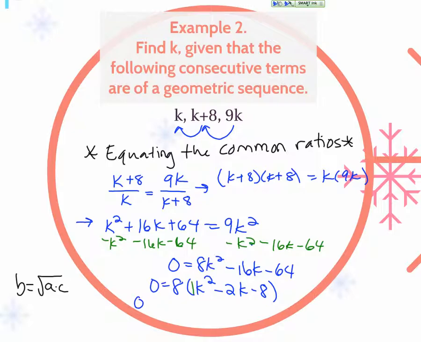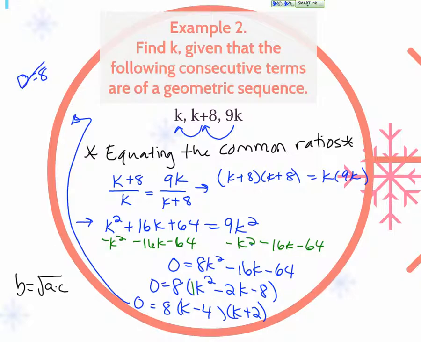So the 8 stays on the outside, but what are my factors of negative 8 that combine to equal negative 2? Very good. So I'm just going to bring the rest of it up here. 0 equals 8 doesn't really do anything, but I have 0 equals k minus 4 and 0 equals k plus 2. So k equals 4 or k equals negative 2. Those are both potential answers for k. There are 2 different options.